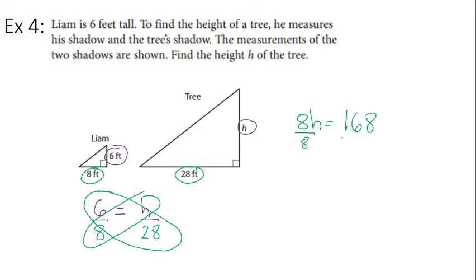Divide by 8. These eliminate. So I take 168 divided by 8. That's going to give me 21. So I'm going to say h equals 21 feet.